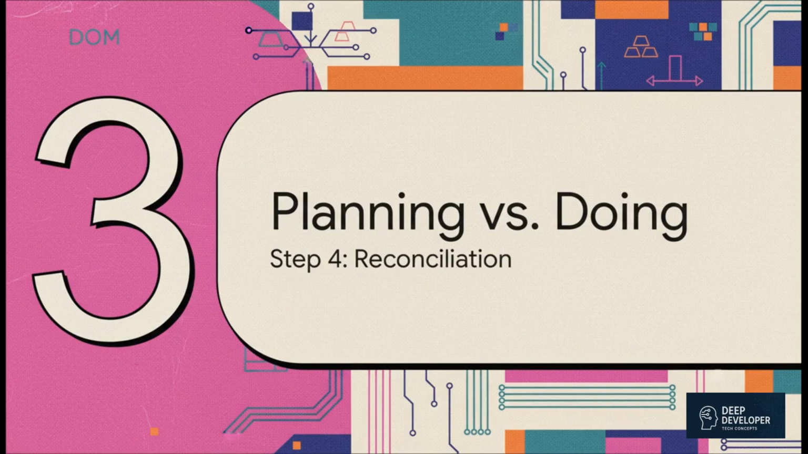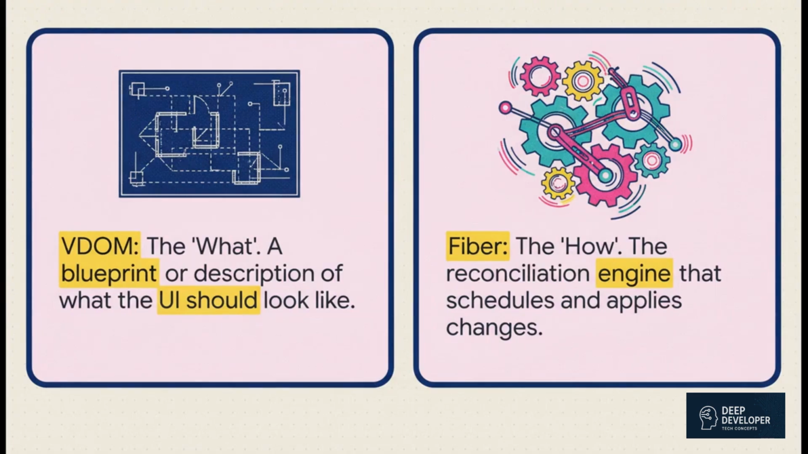Its modern engine for this is called Fiber, and this is where React does something brilliant. It separates the planning from the doing. This is a really important distinction to get. The virtual DOM is the what. It's the blueprint, right? The description of the UI. Fiber is the how. Think of Fiber as the project manager and the construction crew. It takes the blueprint, figures out the work schedule, and then actually gets the job done. It's the engine that powers reconciliation.